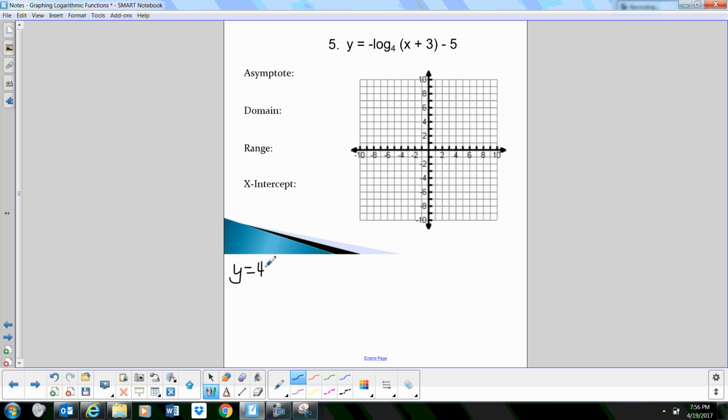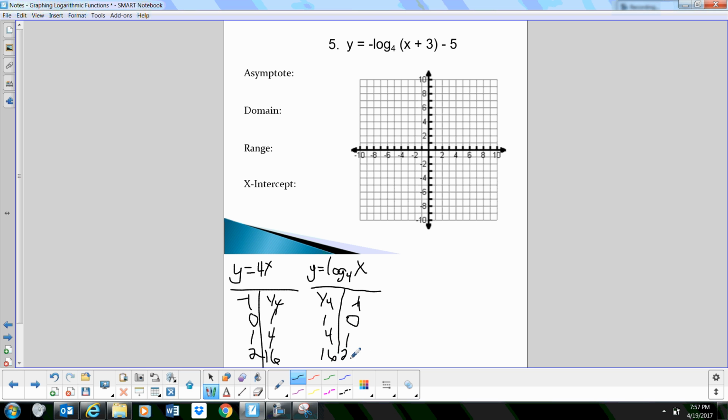This time we're going to have to generate the t-table for the exponential function y equals 4^x. So -1 gives us 1/4. 0 gives us 1. 1 gives us 4, and 2 gives us 16. Okay, now our log function, that's going to be y equals log base 4 of x. So that's 1/4, -1. Whoops, that's a -1. 1, 0, 4, 1, and 16, 2.